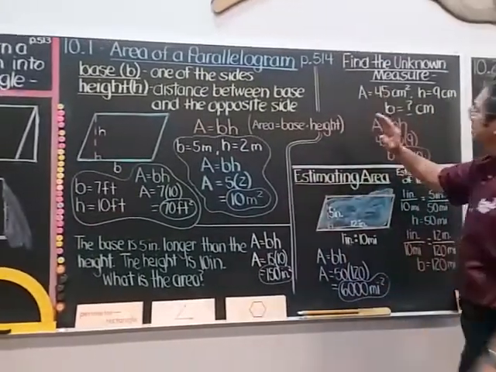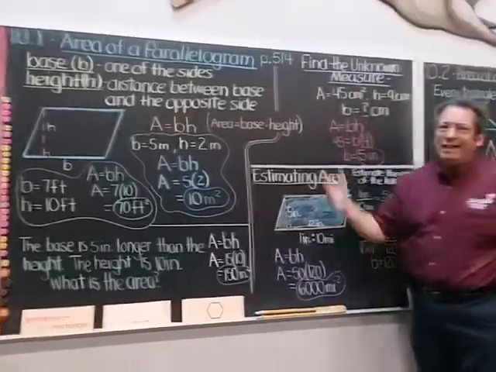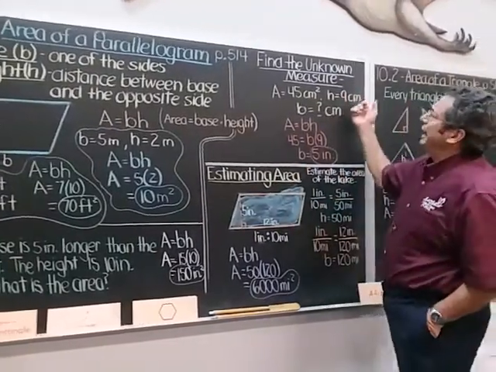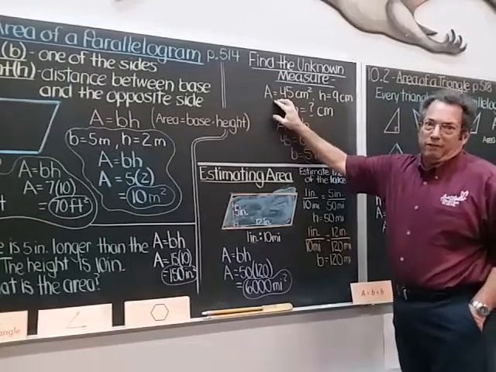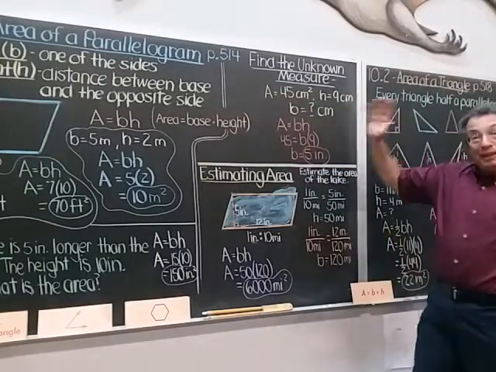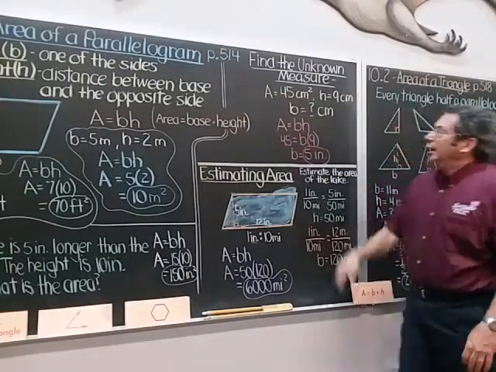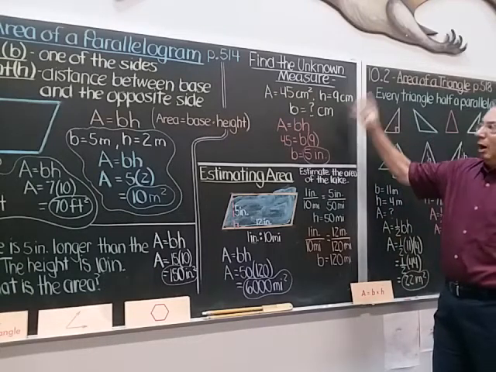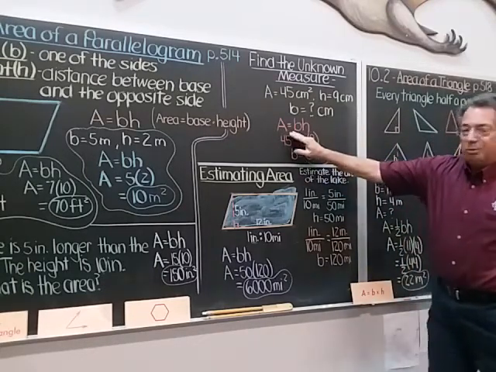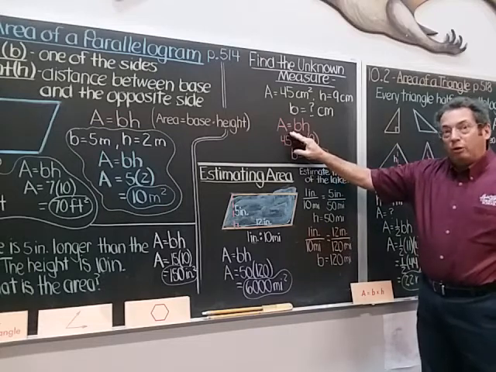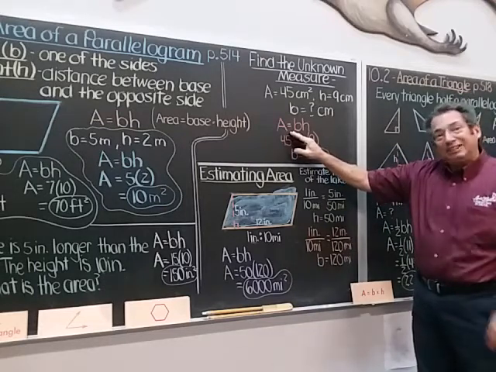All right, so let's do this. You're going to be asked also to find the unknown measure. Let's suppose that you know that the area is already 45 square centimeters, and you know that the height is 9 centimeters. What's the base? Well, I can do that. Let's write the formula first for the area of a parallelogram. Begin. Area equals base times height.